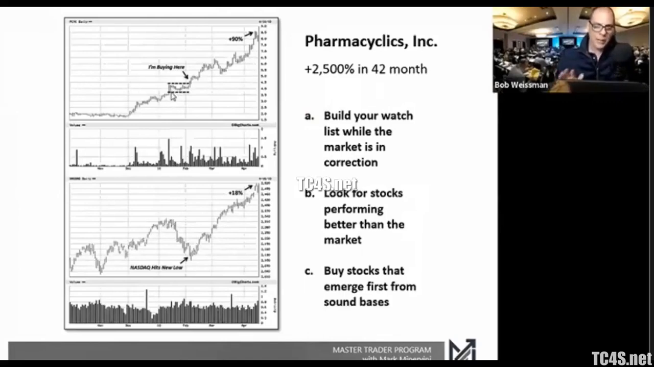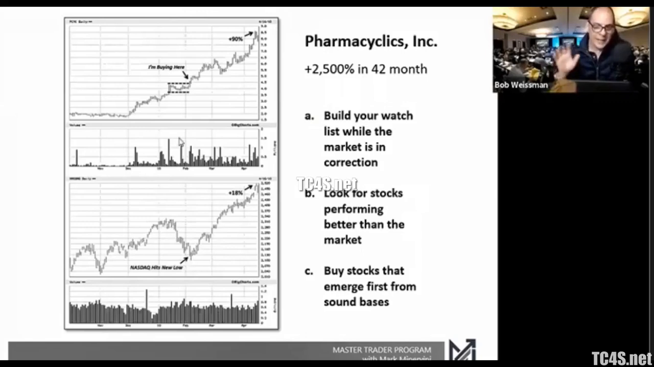But the key to look at here is that you want to be building your watch list while the market's in correction, and look for those stocks that are holding up the best and that are building bases and are breaking out first. You see, if you got too worried about the market correcting here, you may not have seen this stock breaking out and coming out of this power play, moving into new high ground just one day before the market makes a low.